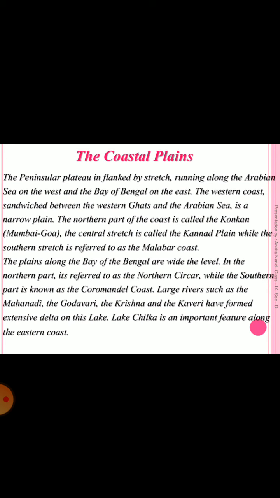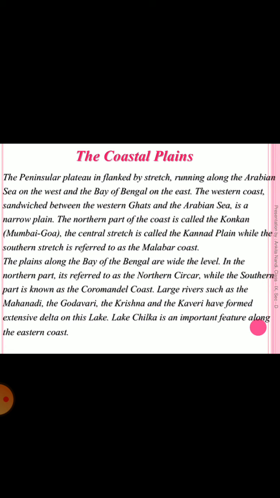In the west lies the Western Ghats, and between the Bay of Bengal and the Eastern Ghats in the east. The western coast is a narrow plain. The northern part of the coast is called the Konkan coast, that is the Mumbai-Goa region. The central stretch is called the Kannada plain, while the southern stretch is referred to as the Malabar coast. These are the three divisions on the western coast of India: the Konkan coast, the Kannada coast, and the Malabar coast.